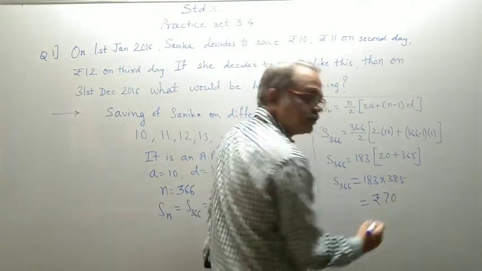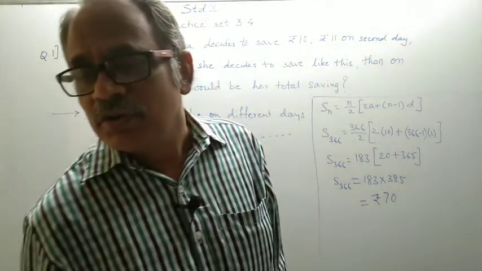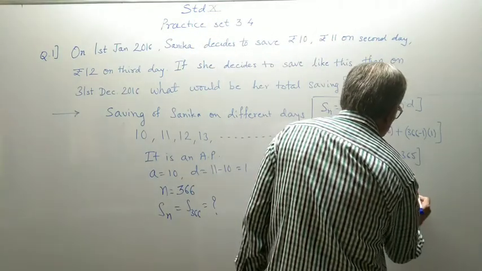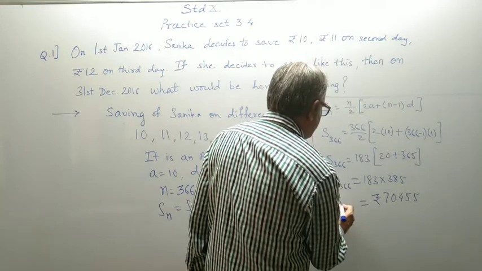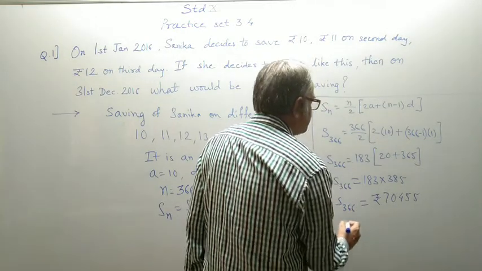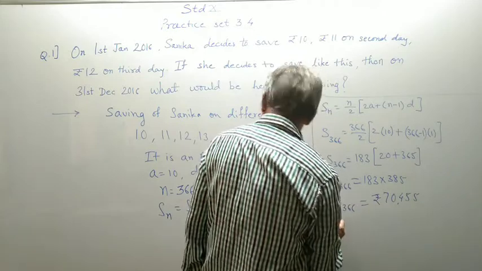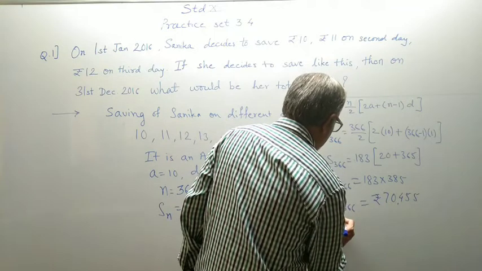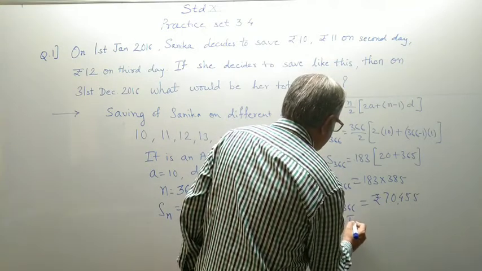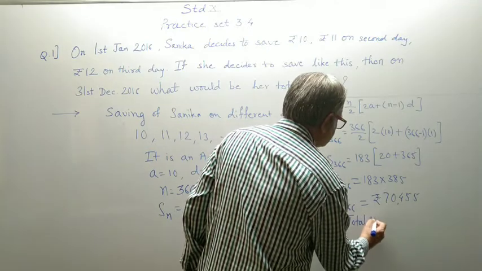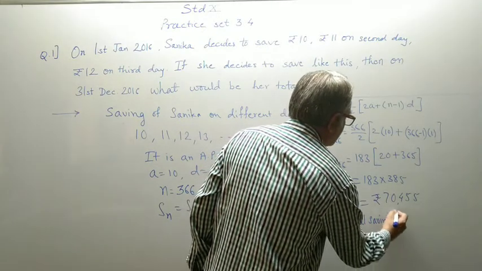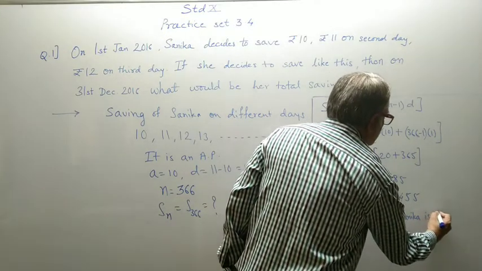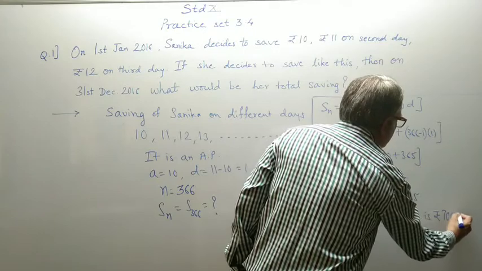70,455, and it is in rupees. Therefore, her total saving, therefore total saving of Sanika is, answer in words, rupees 70455.